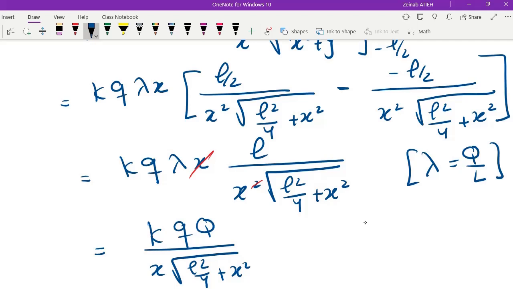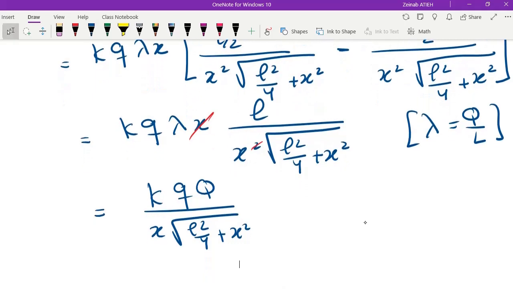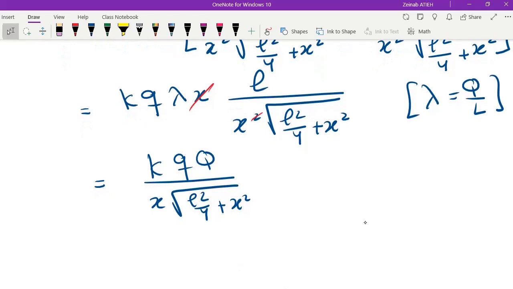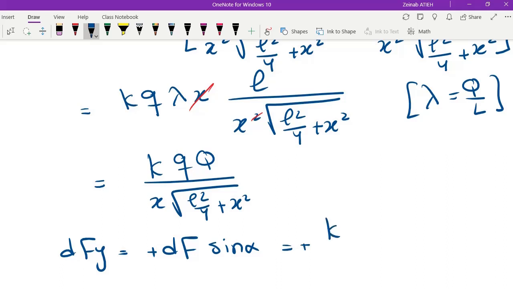This f of x is the total force along the x axis. It remains for me to do the same thing along the y axis. What is it along the y axis? First I get d of y. As we agreed a little while ago, it is plus df sin alpha. So d of y is plus k dq q over r squared sin alpha. What was sin alpha? It was y over r, like this. So this was sin alpha.